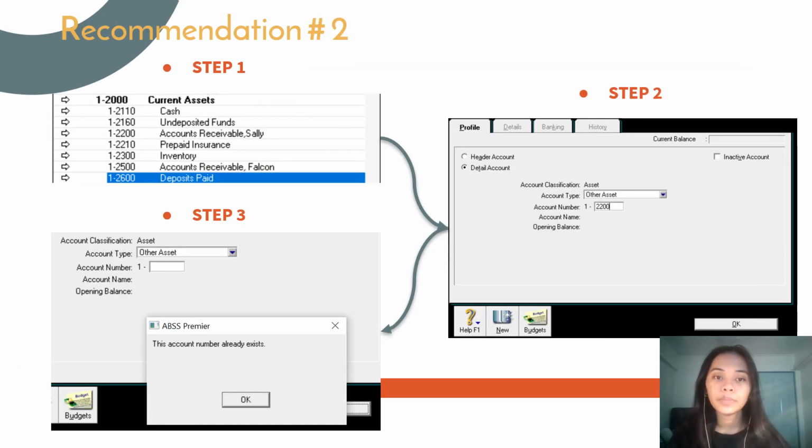Another area ABSS can improve on is the accounts list by automatically creating the account number for the users when the users are creating new accounts instead of the users having to manually enter the account number, and this may cause the account to be placed in another category if the wrong number is entered.